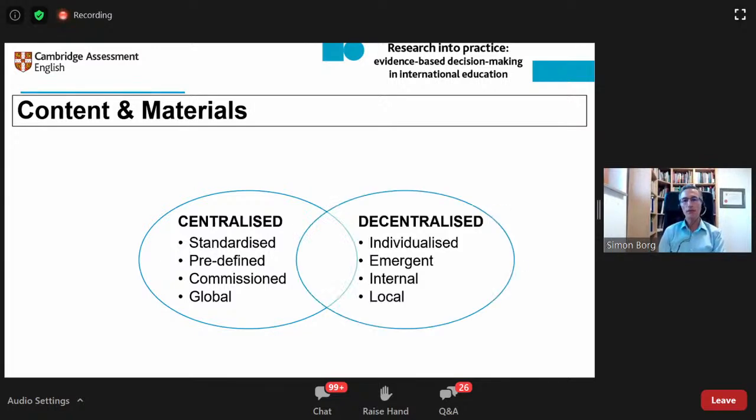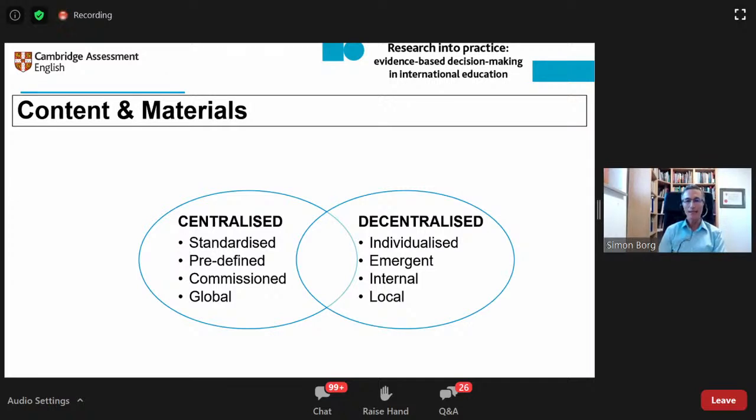In contrast, we might have an approach to content and materials which is more decentralized, where materials can vary for individual groups or perhaps even teachers. Materials and content are developed in an emergent way. They're developed as the program unfolds. They are written internally, very often with contributions by participants, by trainers and teachers themselves.